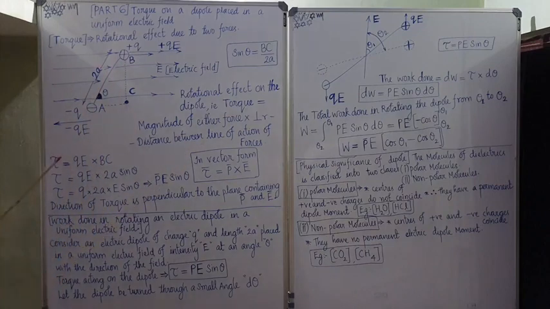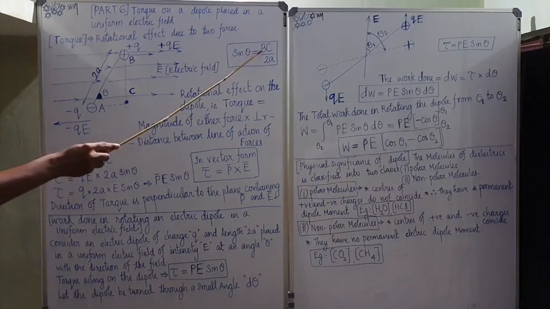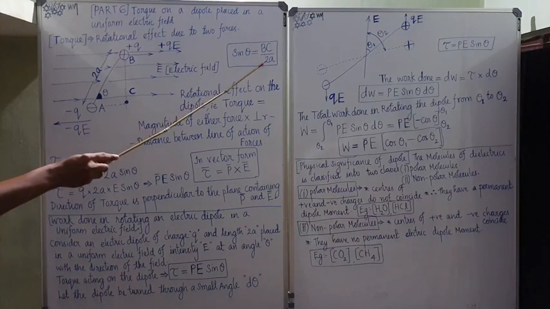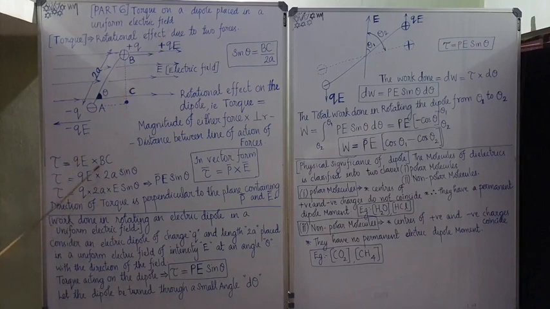So equating, what we all know, torque is equal to QE, that is the Coulombic force, into the distance between the lines of action of the forces. This BC is equal to, as I said earlier, 2a sine theta. So tau is equal to Q into 2a into E into sine theta. Now Q into 2a is the dipole moment. You know earlier, dipole moment P is equal to Q into 2a, the charge into the distance between the two poles. So the torque is P E sine theta.